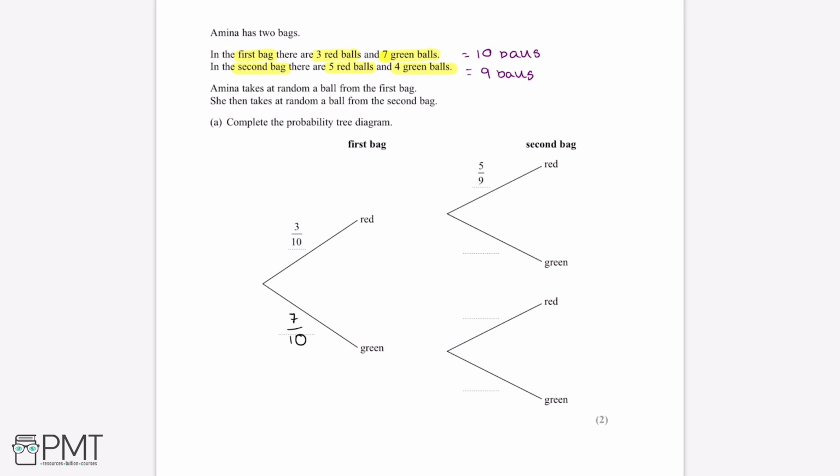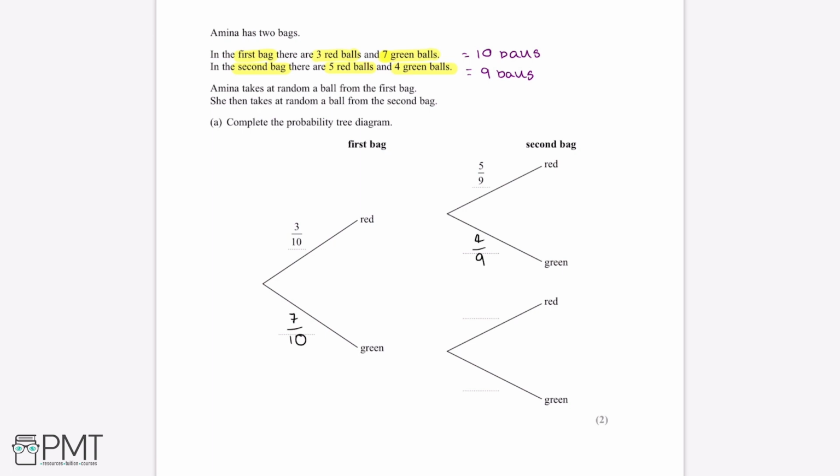In the second bag there are 9 balls in total, and the probability of choosing a red ball has already been filled in. So as before, we only need to fill in the probability of choosing a green ball. And we can use the same process as the first bag. So if there are 9 balls in the second bag, and 4 out of 9 of these balls are green, then the probability of choosing out a green ball will be 4 divided by 9.